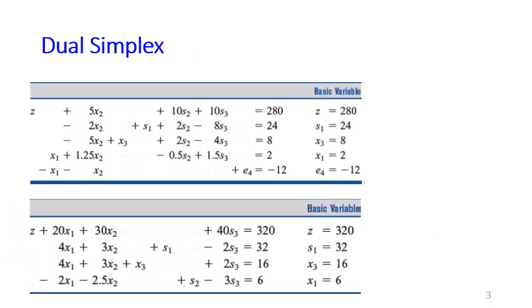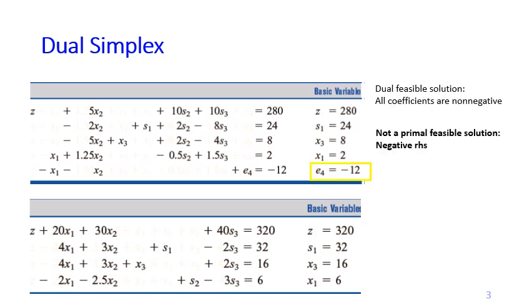In dual simplex, we do the other way. So we start with a solution that is dual feasible, which means that in the row 0, there is no negative coefficient for maximization problem. However, we do have a negative right-hand side. So this solution is not feasible in the primal because we have a negative right-hand side.